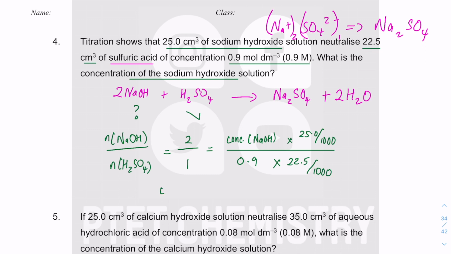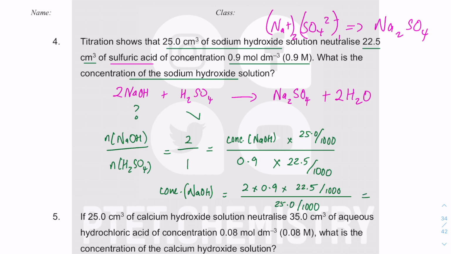So what I do now is I just rearrange my equation. Be very careful about rearranging equation. This is no longer 1 over 1, so you need to multiply this whole thing by 2. So I get 2 times 0.9 times 22.5 over 1000. That is the top thing. All of these multiply to the 2. And then I move this 25.0 over 1000 to the bottom. So that's 25.0 over 1000.